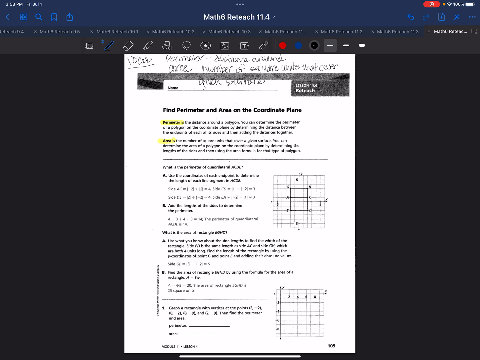So perimeter is the distance around a polygon. You can determine the perimeter of a polygon on the coordinate plane by determining the distance between the endpoints of each of its sides and then adding the distances together. Area is the number of square units that cover a given surface. You can determine the area of a polygon on the coordinate plane by determining the length of the sides and then using the area formula for that type of polygon.